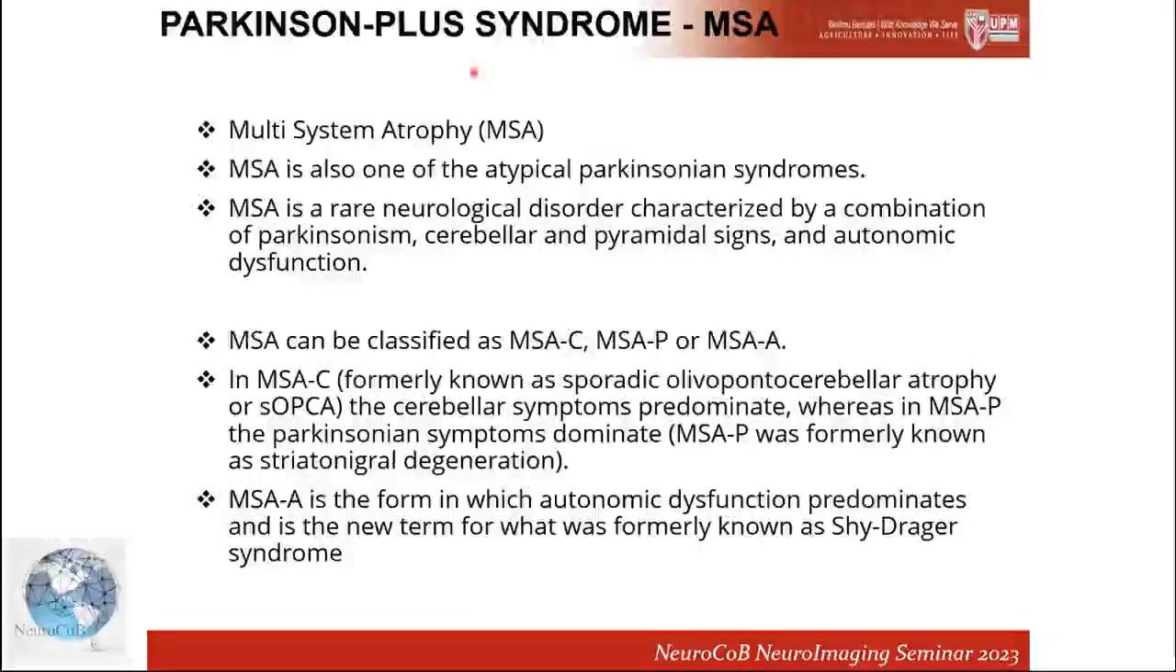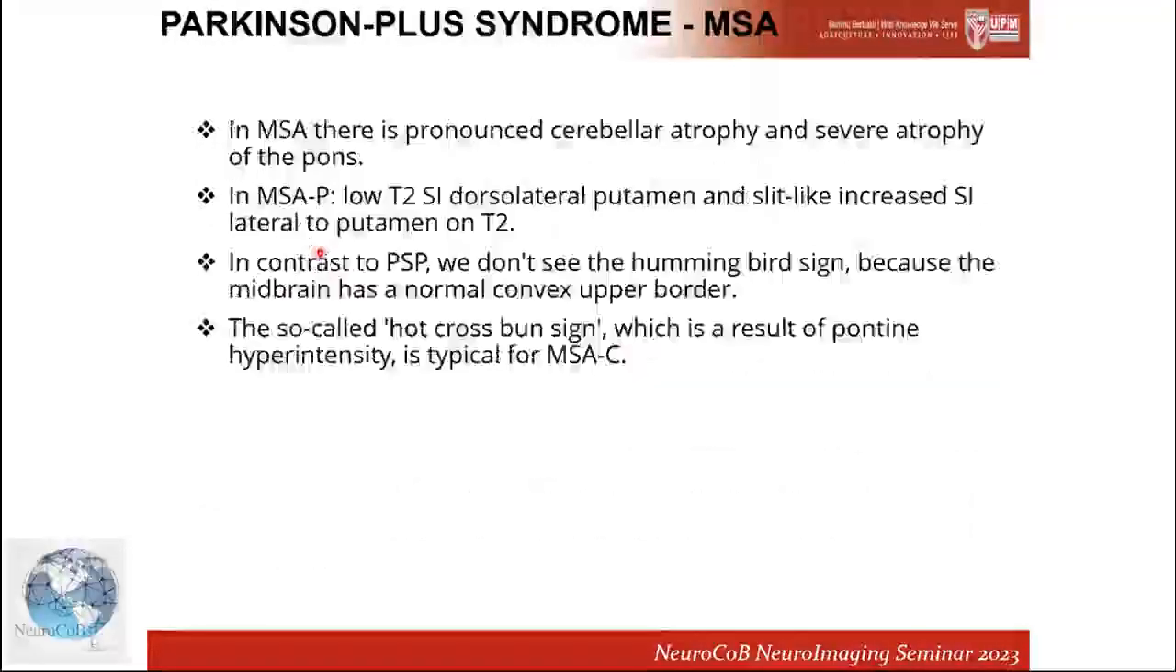Another Parkinson plus syndrome is MSA. MSA is also called atypical Parkinson. MSA is a rare neurological disorder characterized by the combination of Parkinsonism, cerebellar and pyramidal signs, and also autonomic dysfunction. There are classifications for MSA: MSA-C, P, or A. In MSA there is pronounced cerebellar atrophy and severe atrophy of the pons. In MSA-P, low T2 signal intensity in the dorsolateral putamen and slit-like increased signal intensity in the putamen.